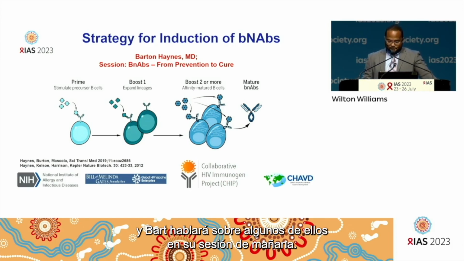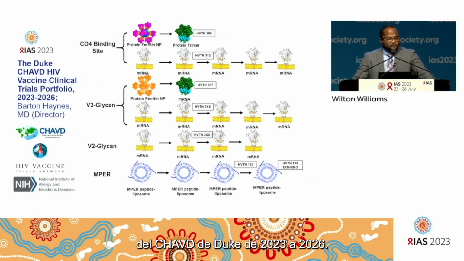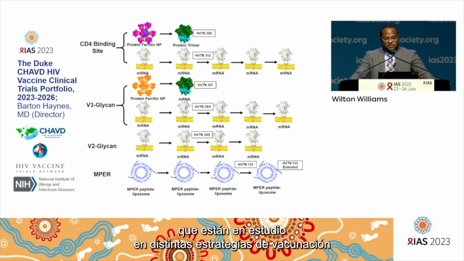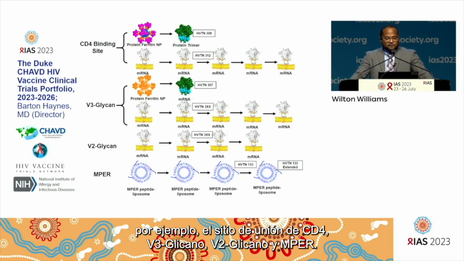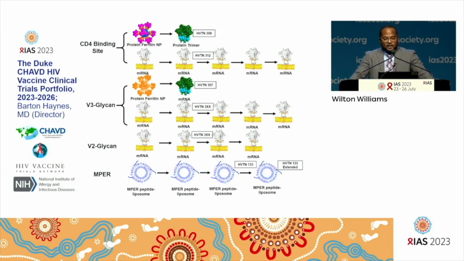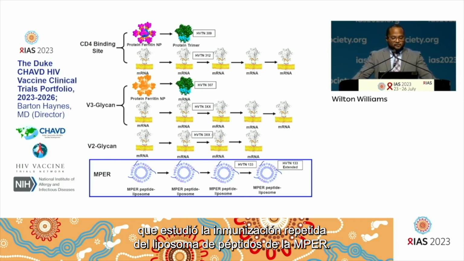his satellite session tomorrow. This is a summary of the Duke CHAVD HIV vaccine clinical trials portfolio from 2023 to 2026. As you can see, there are multiple different immunogens that are being tested in different vaccine strategies as protein ferritin nanoparticle, protein trimer, mRNA, and MPER peptide liposomes. These immunogens were designed to elicit bNAbs targeting different sites, for example, CD4 binding site, V3 glycan, V2 glycan, and MPER. Bart will describe some of these strategies in the different clinical trials in his session tomorrow, but for the rest of my talk, I'll focus on HVTN 133 that studied repeated immunization of MPER peptide liposome.